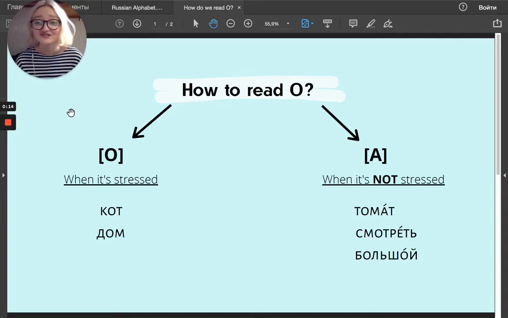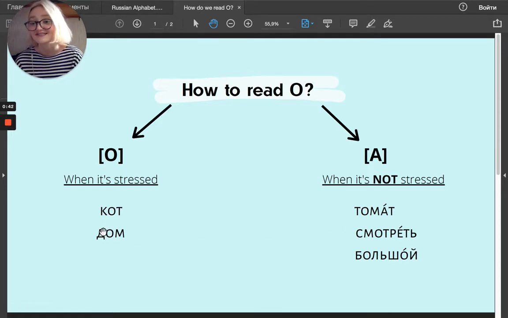And now we're going to learn how to read O. So we read this vowel as O when it's stressed. It means when we emphasize it in any word. And we read O like A when it's not stressed. It means when another vowel is stressed, not O. So it's a very simple rule, but we need to practice.